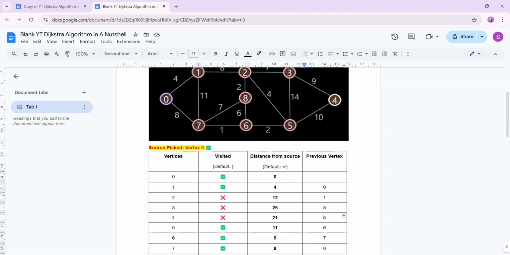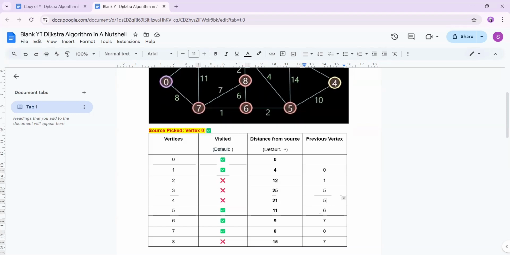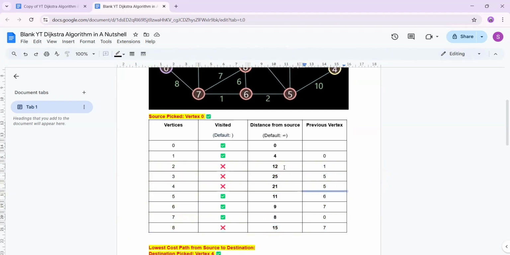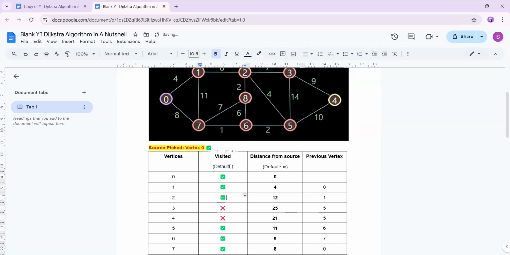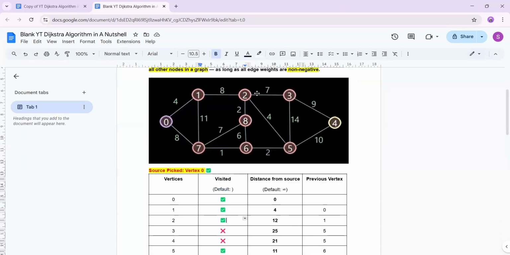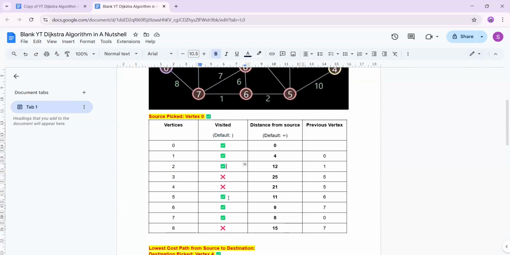Okay? Now again, among all of the unvisited ones, which one has the lowest distance from source? It is vertex 2, right? So we'll mark that down as visited. Now from 2, we could explore 3 or 8. Because 2 to 5, 5 is already visited, so we ignore it.